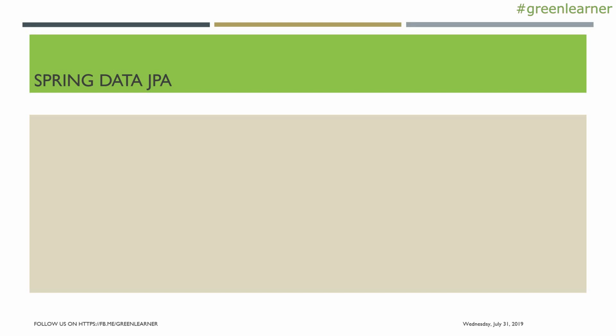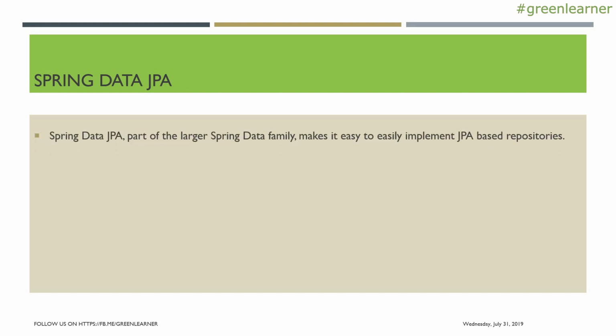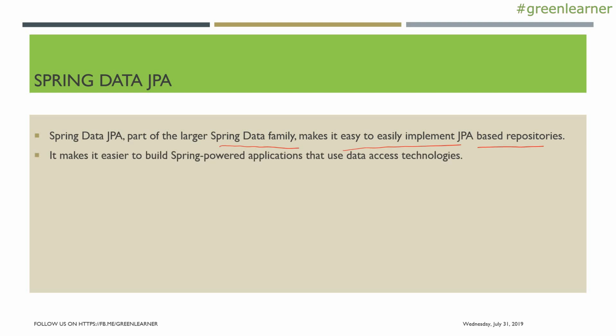Next, what is Spring Data JPA? Spring Data JPA is part of the larger Spring Data family. It makes it easy to implement JPA based repositories. So it makes it easier to build Spring powered applications that use data access technologies. Easier means you can easily save the data into the database and you can fetch the data from the database very easily.